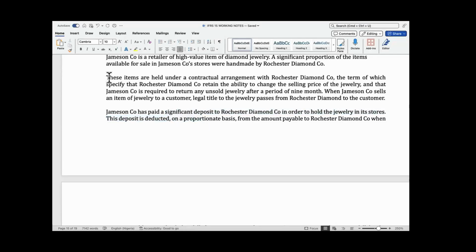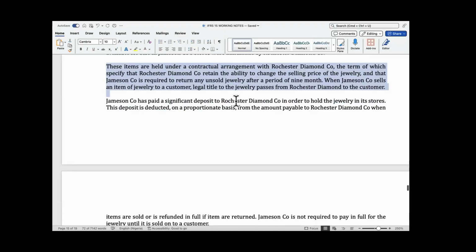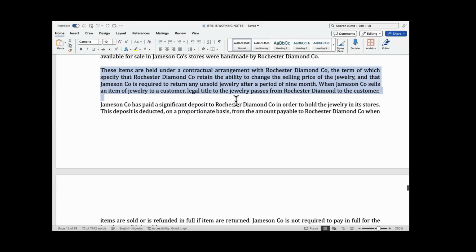Following from this paragraph, that shows that Rochester did not sell to Jameson, because Jameson is supposed to return any unsold goods, and it's even Rochester that determines the price. So it's not a sale, it's a consignment, and Rochester cannot recognize a sale. But now they are telling us that Jameson has paid a deposit in order to hold that jewelry in his store. So can you guys tell me, this deposit, how can we treat it?